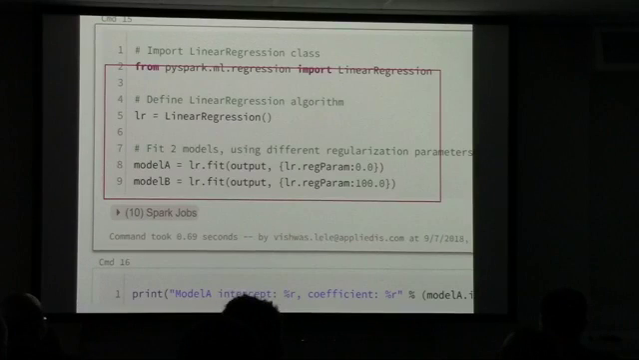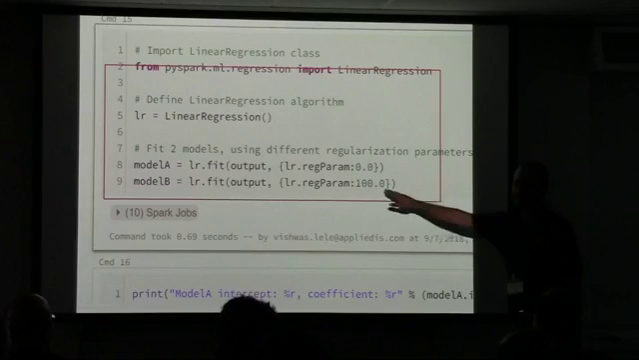So I spin up the linear regression, and then I try to fit the data. Remember, we loaded the data, and then we did all the things that Ashish was talking about. We split the data into training and testing. We load the data, and then we spin up the algorithm in two different ways. In this case, the second parameter, the regularization parameter, is 100.